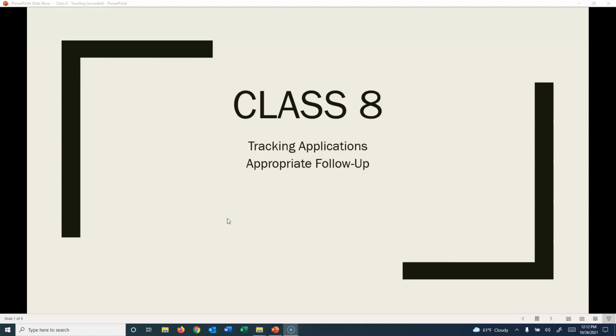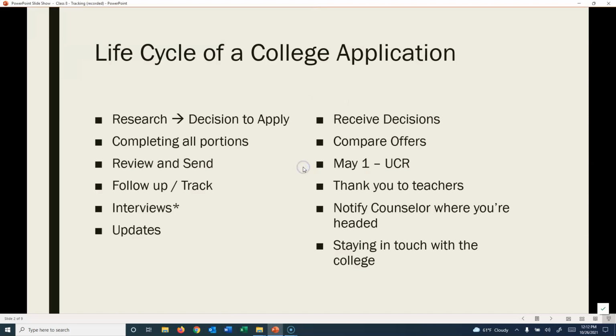So let's take a look at what's going on with the life cycle of a college application. This takes you all the way through to the end. So right now we're at this review and send portion. Completing all your portions, you're getting ready to send. Many of you are applying by November 1st, so that's where we are. The next step, of course, is to follow up and track and make sure everything is there.